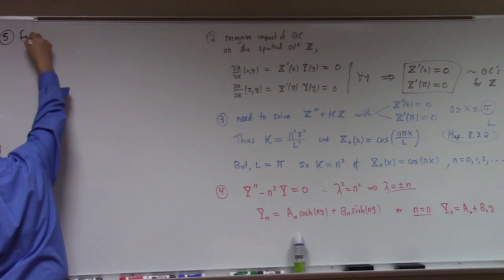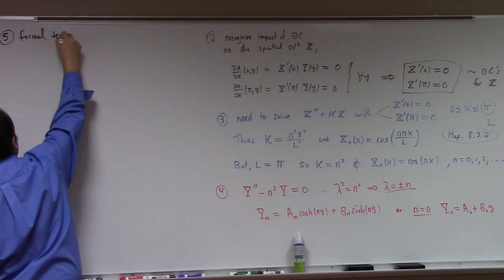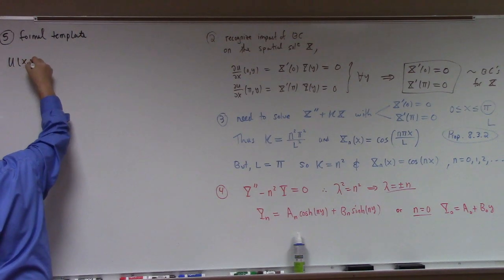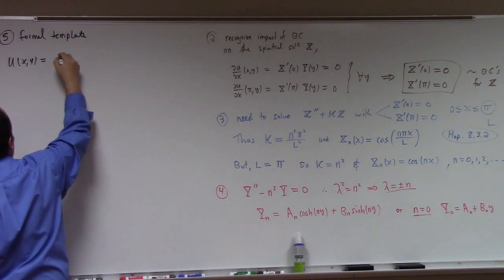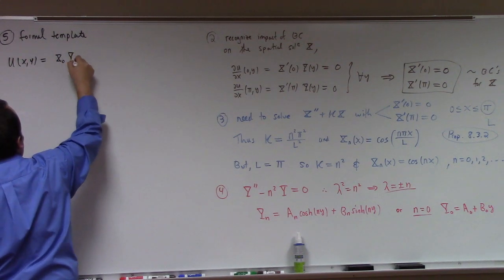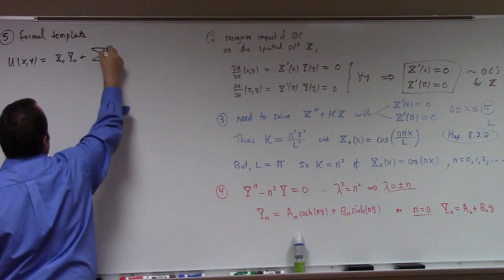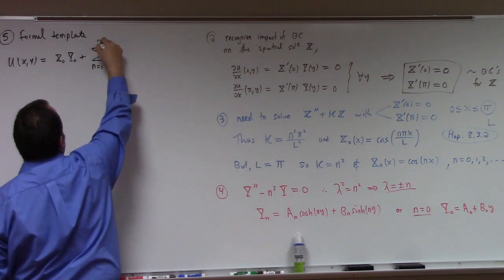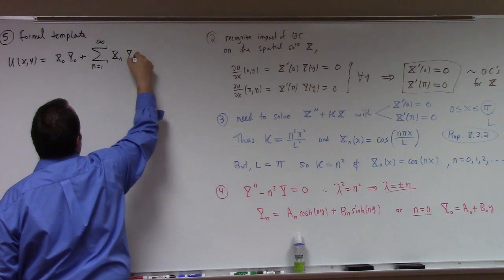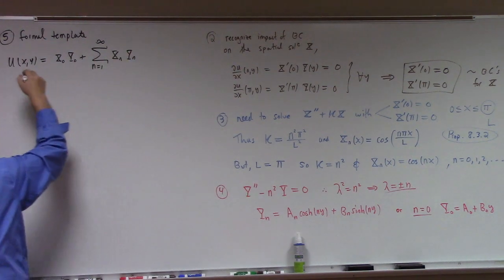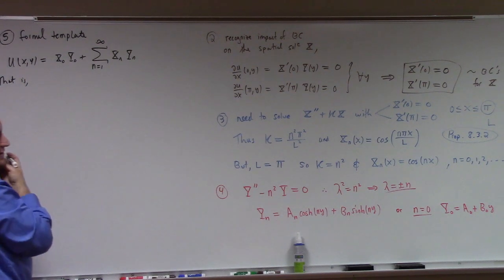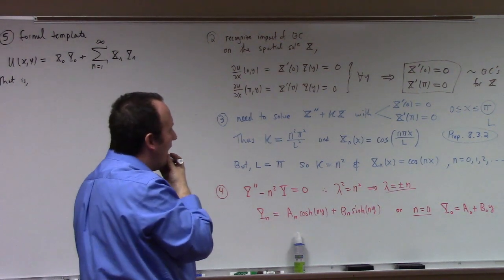The formal template, as I call it, we have u of x, y equals something like x0, y0 plus the sum n equals 1 to infinity of xn, yn. All right? Now, the x0 solution was just what?